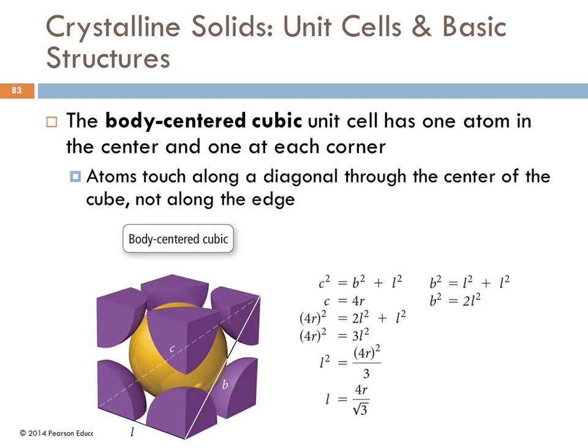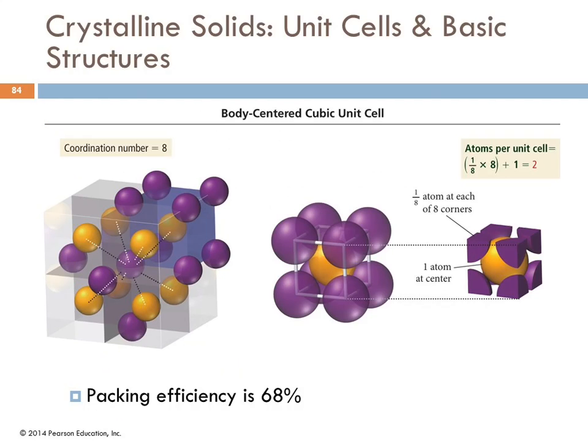So the length of a side is 4r over the square root of 3. The packing efficiency is 68%. We're just going to collect these details and see how we can put them together. And there's 2 atoms per cell, per unit.